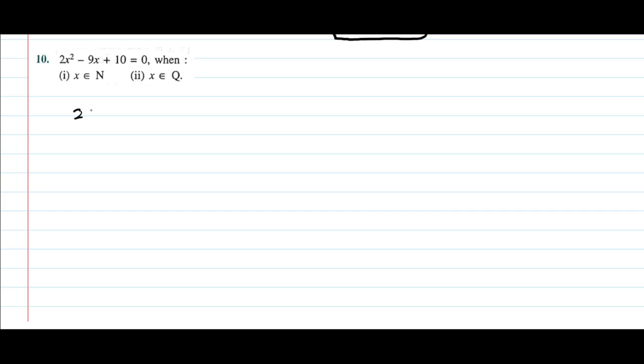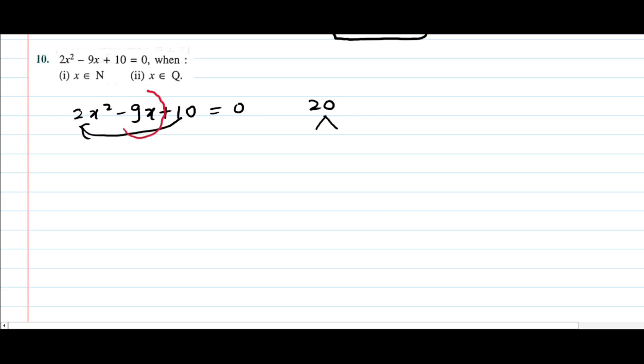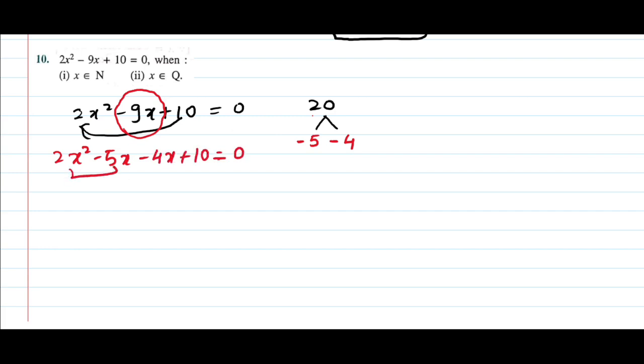So 2x square minus 9x plus 10 is equal to 0. First we will solve this. 10 twos are 20. In order to get this minus 9, we have to add or subtract. So what I'll do here is 5 fours are 20, and minus 5 minus 4 becomes minus 9. So instead of minus 9, I'll write minus 5x minus 4x plus 10 is equal to 0 as it is. Now I'll take the common terms.